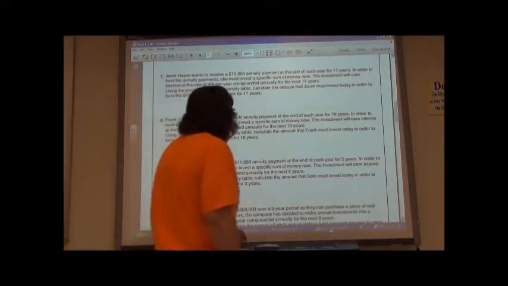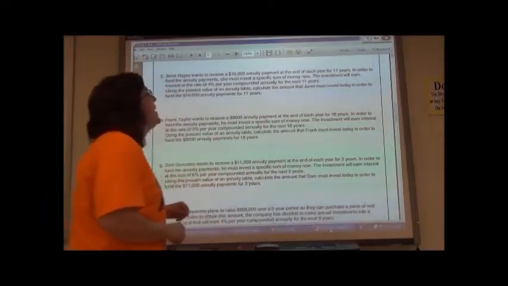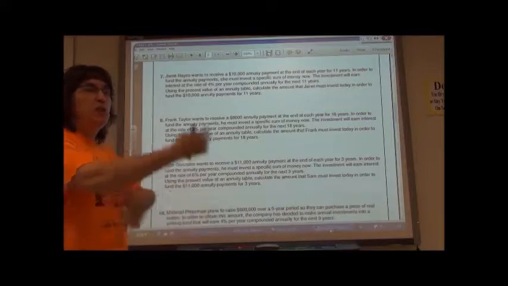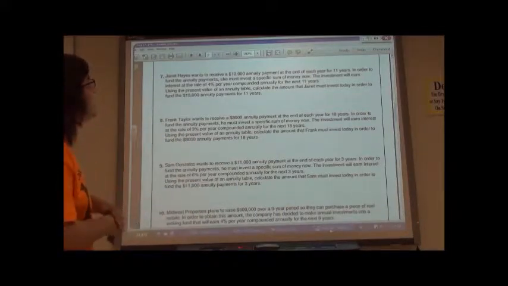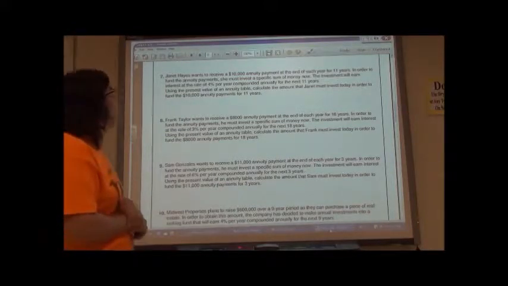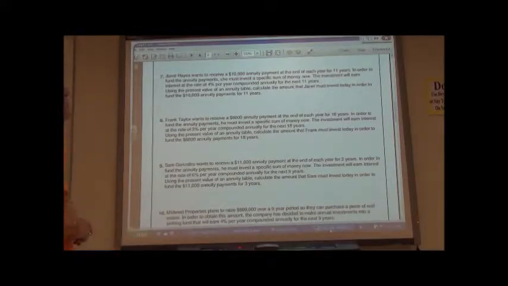So number 7 says Janet Hayes wants to receive a $10,000 annuity payment at the end of each year for 11 years. So instead of putting money in, she wants to be able to collect that much money. To fund the annuity payment, she must invest a specific sum of money. How much does she have to put in right now in order to be able to get $10,000 out at the end of every year for 11 years?